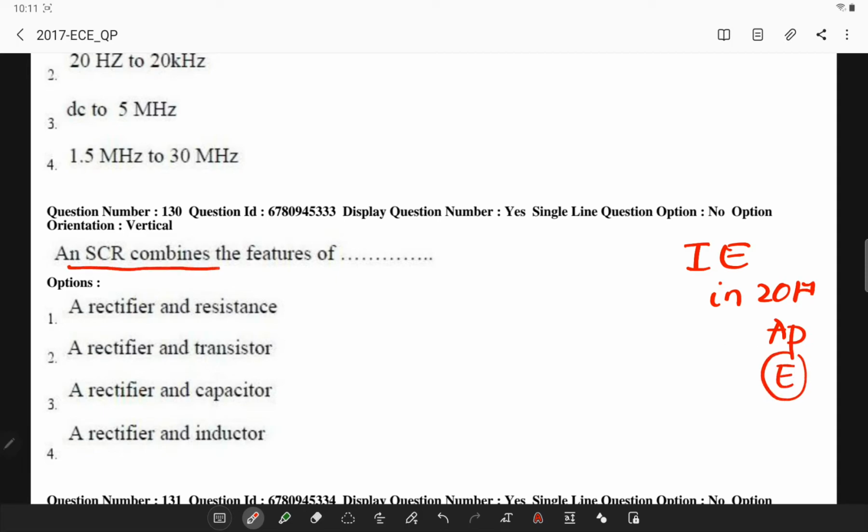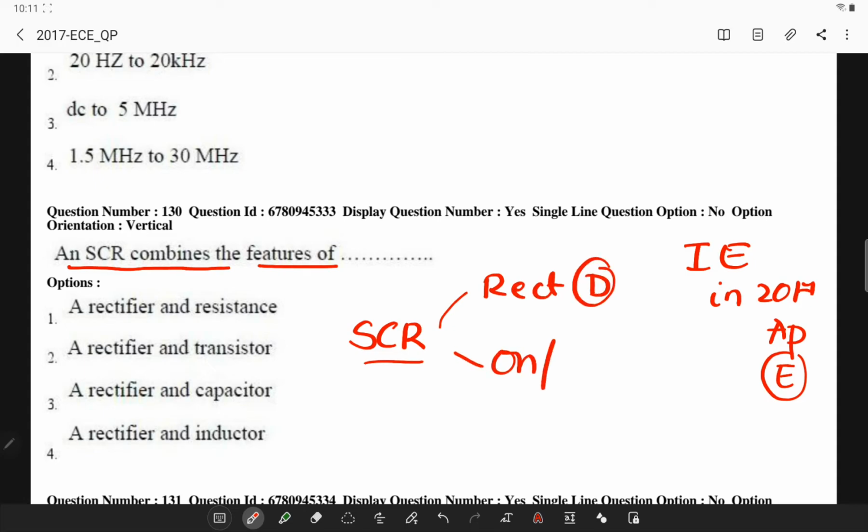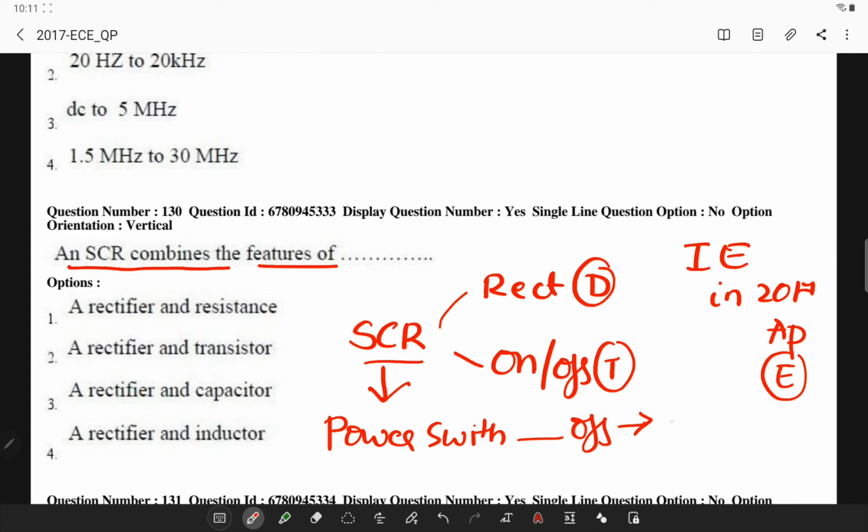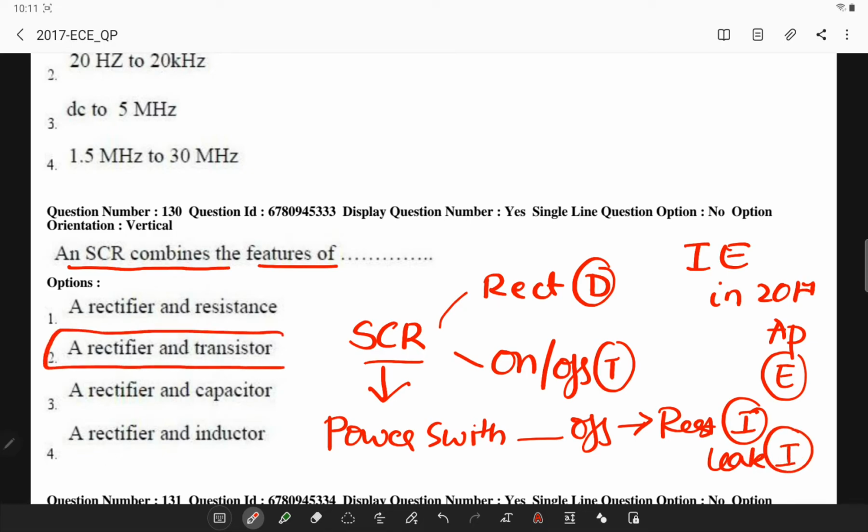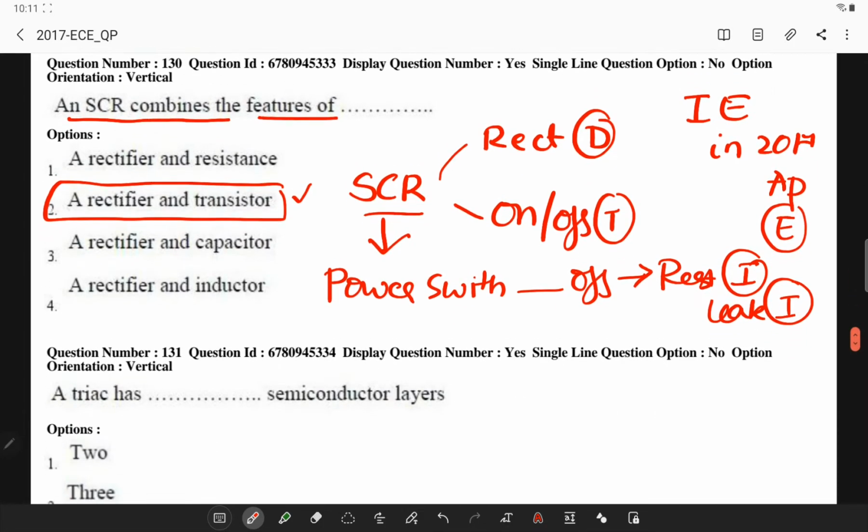Now, an SCR combines the features of a diode and a transistor: it has the rectifying feature of a diode and the on-off control feature of a transistor. These SCRs are generally used in power switching applications, and in the off state the device restricts current flow to leakage current. So if you observe, it provides rectification along with transistor action.